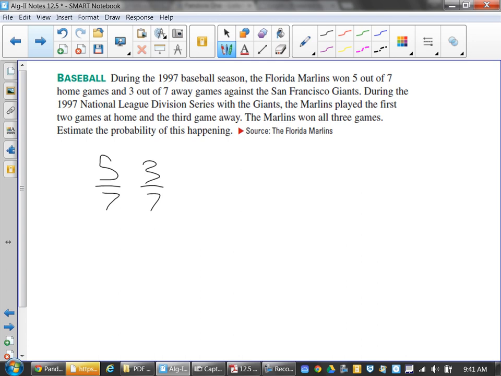The problem is theoretical, right? So is it 1 out of 5? Experimentally, it's 1 out of 3? Way better. During the 97 NLDS, the Giants played the first 2 games at home and the 3rd game away. They won all 3 games.